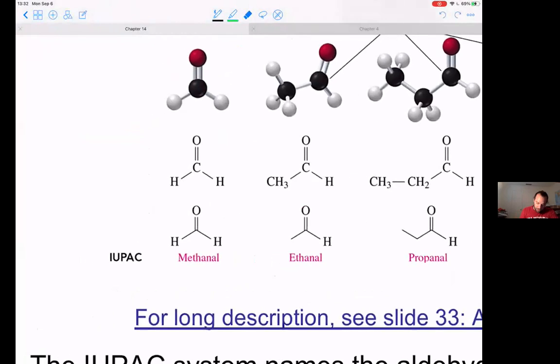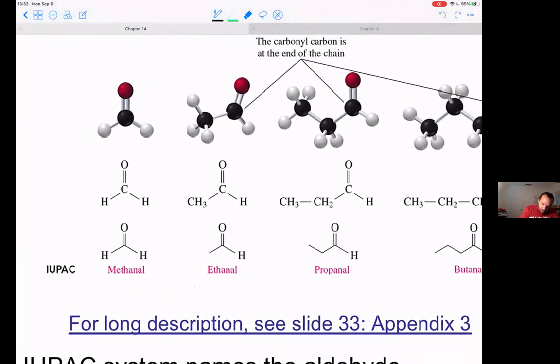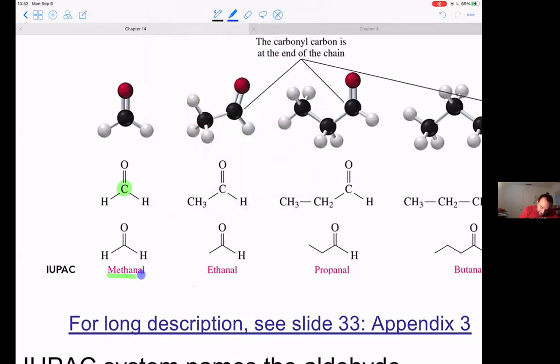So first of all, let's just go in on our simplest one here. We have 1 carbon, so we keep that meth prefix. And then there's only single bonds, so it's methan. And then we have that al suffix because it's an aldehyde, right? Same with ethanal.